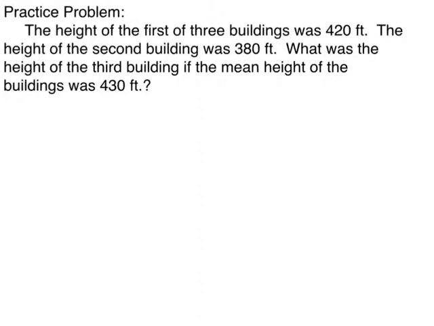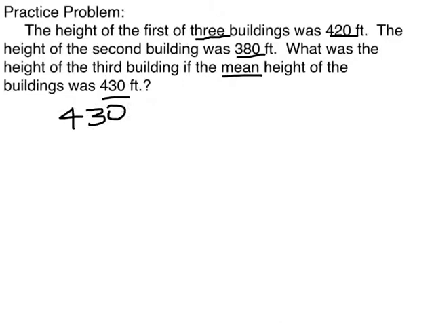All right, you have one practice problem. The height of the first building was 420 feet. The height of the second building was 380 feet. What was the height of the third building if the mean height of the buildings was 430 feet? The mean height was 430. How many buildings are there? There are 3 buildings, and we know one of them, and we know the second one. We don't know the third. So we have to find a total.